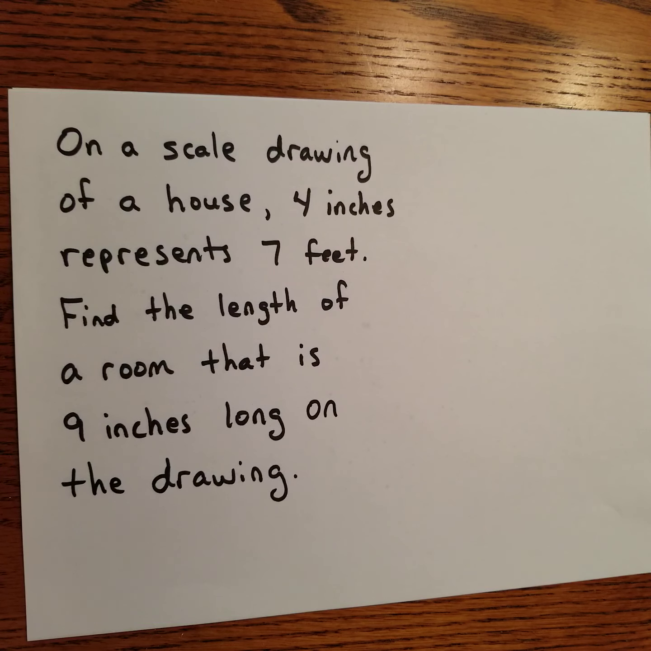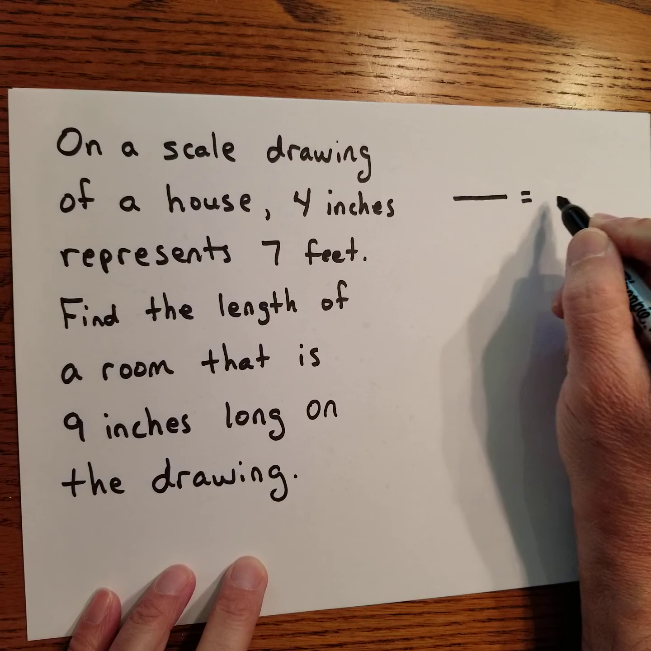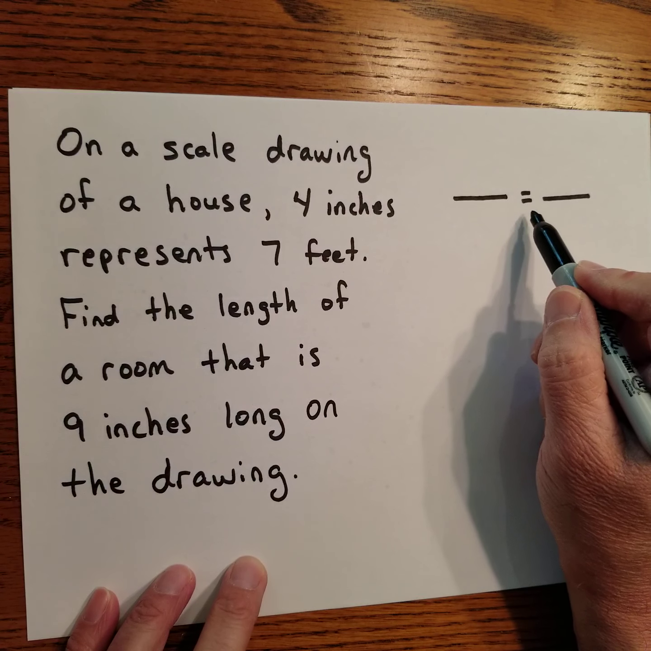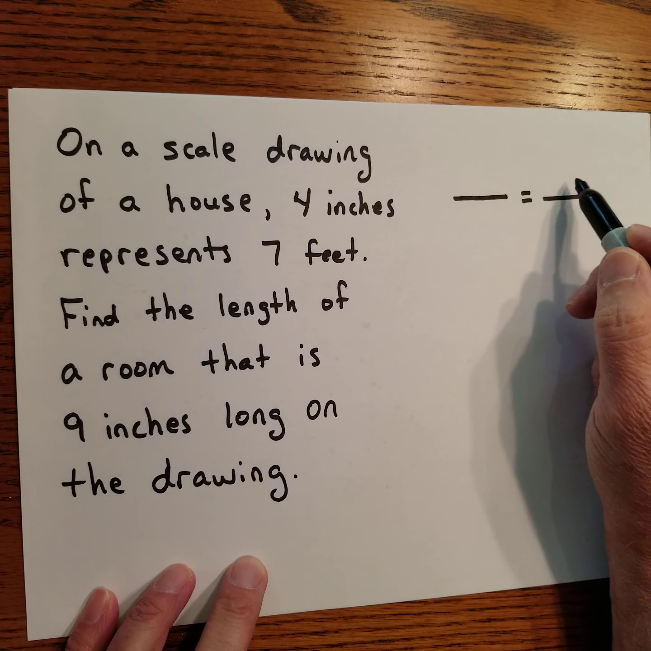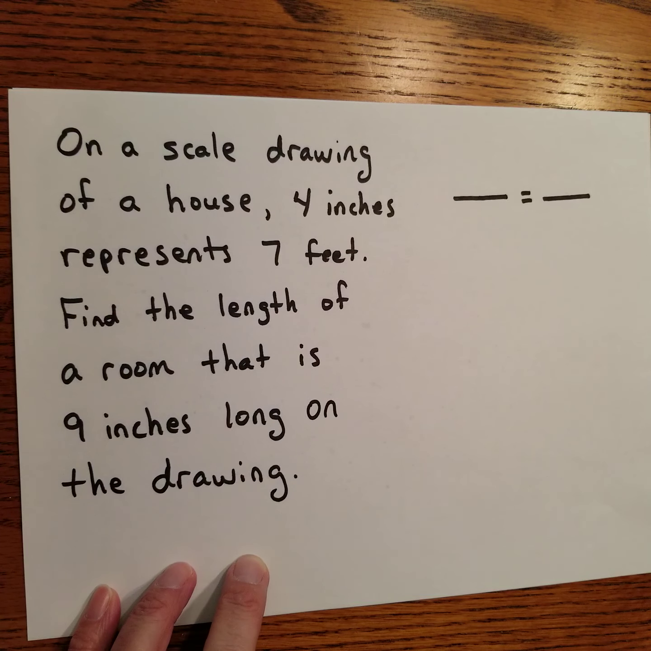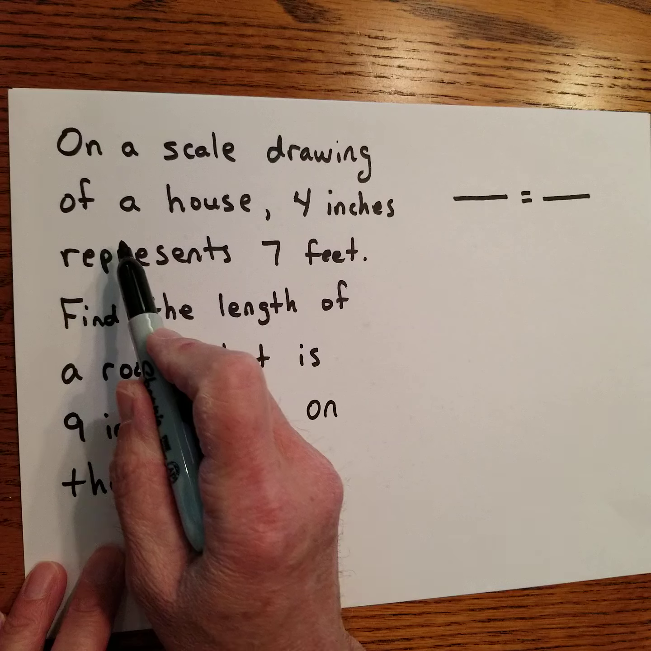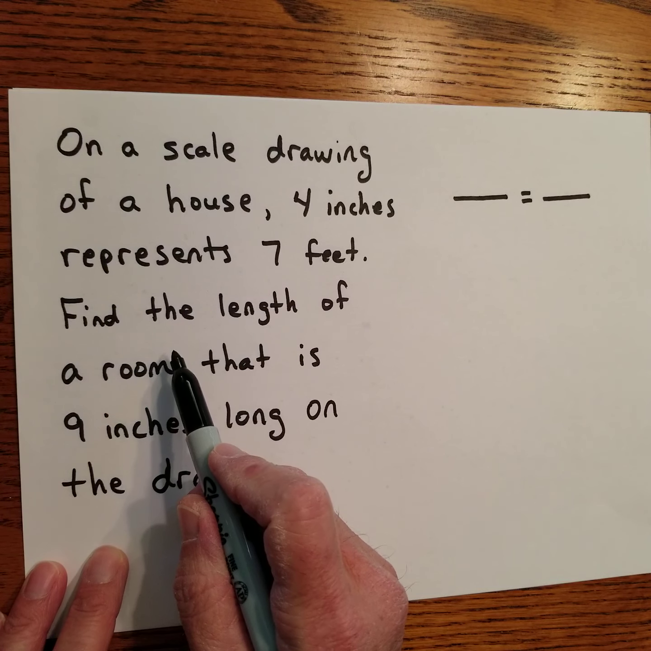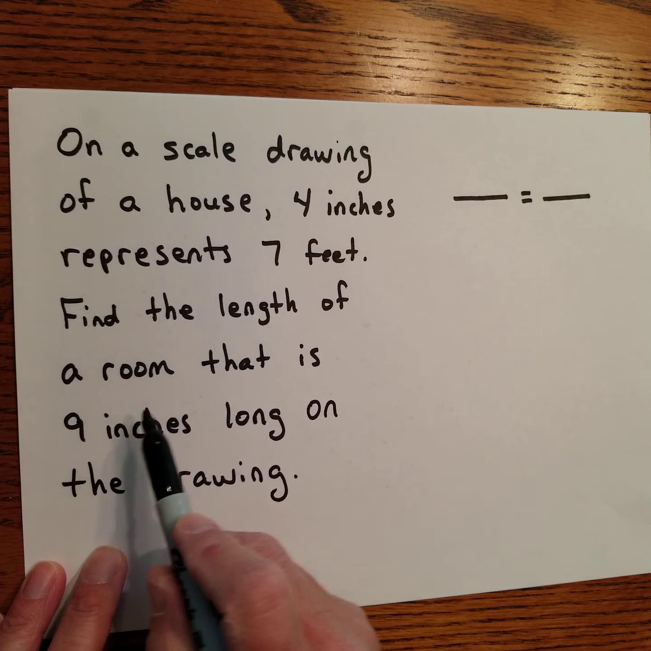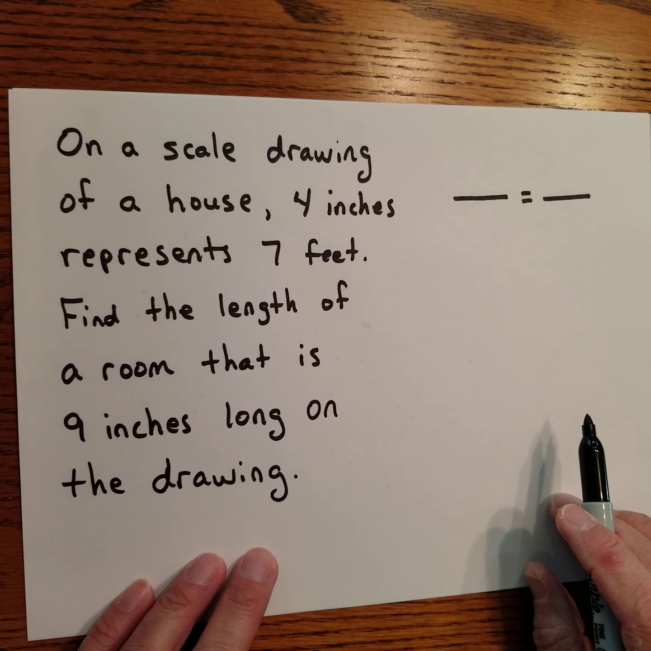Now we remember that on a proportion problem, our work will be an equation of two ratios. We'll set a ratio up here, we'll set a ratio up here, there'll be an unknown, and we'll solve. Let's read carefully. On a scale drawing of a house, 4 inches represents 7 feet. Find the length of a room that is 9 inches long on the drawing.